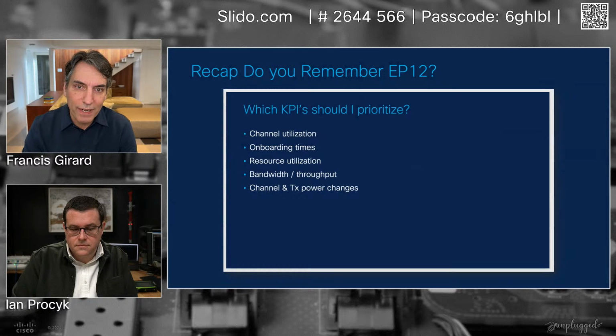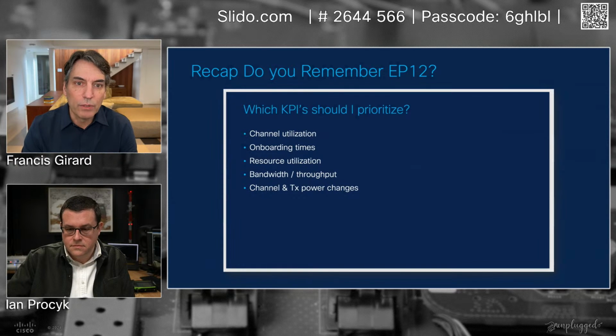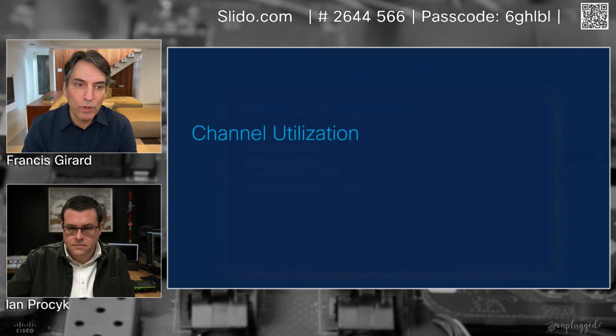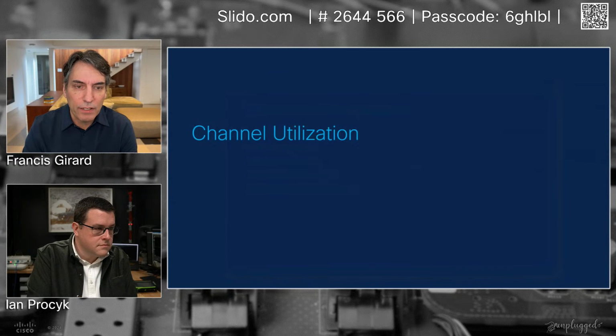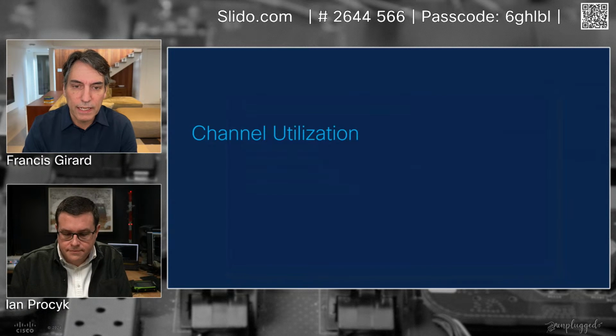We're not going to explain why or what these KPIs are, but we're going to show over the next 30 minutes or so how to monitor them. The first one we're going to talk about is channel utilization, one of the most pressing to monitor when you're having issues, especially in downtown areas where you have a lot of neighbors.